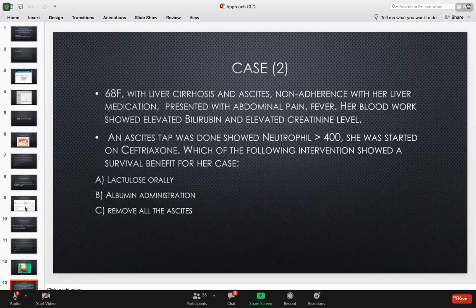Okay, someone is saying portal hypertension. Yes, of course the ascites is a backflow from the portal hypertension. So what led to the ascites is the portal hypertension. That's good. But now in this presentation, what do you think is going on?